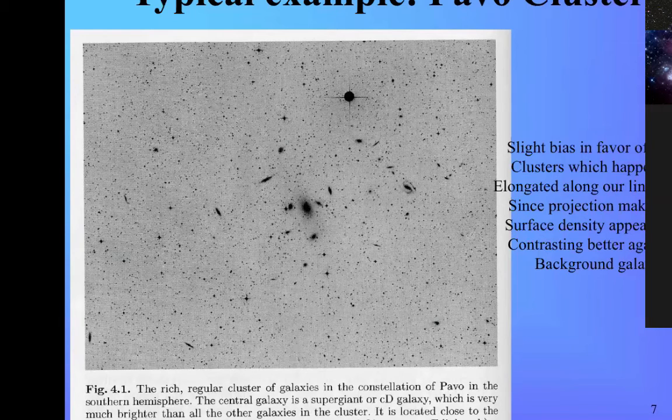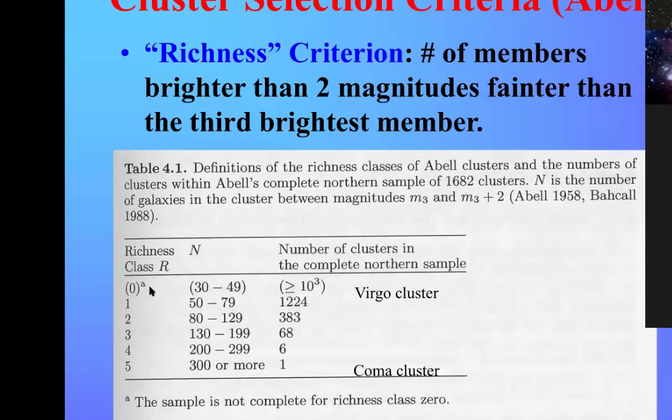For every massive galaxy, there are way more, dozens of low-mass galaxies. Abell basically said, I'll just count the bright galaxies in the cluster and classify how rich it is. The Virgo Cluster is like the most pathetic cluster that Abell even bothered to catalog. Richness class 0. What a put down.